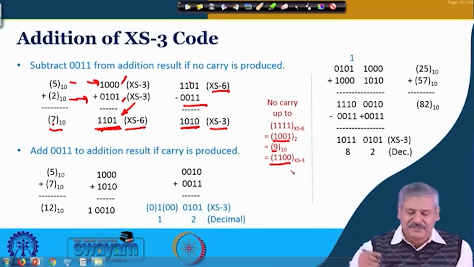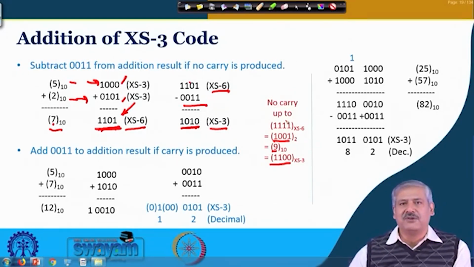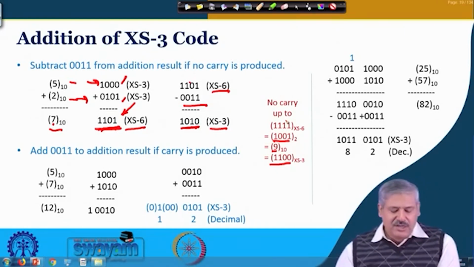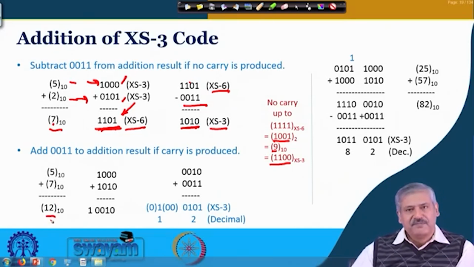Is it clear? And when it goes beyond 9, and this addition becomes more than 1111, the carry gets produced. So, in the binary coded decimal case, when it is more than 9, we get the carry. Let us look at another example where carry is getting produced. 5 and 7, so this is 12. 5 is 1000 and 7 is 1010. If you add them up, we get 1 and 0010.